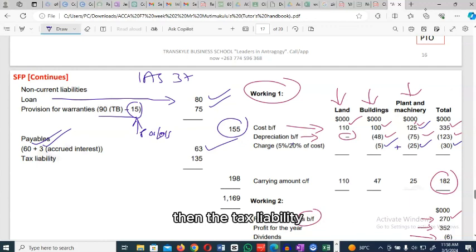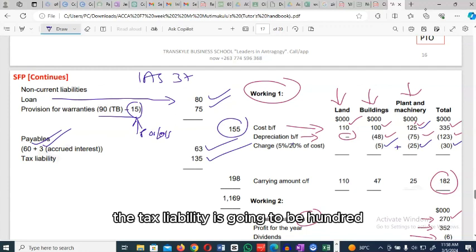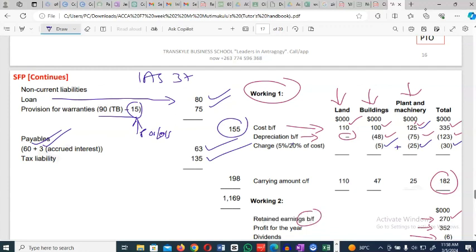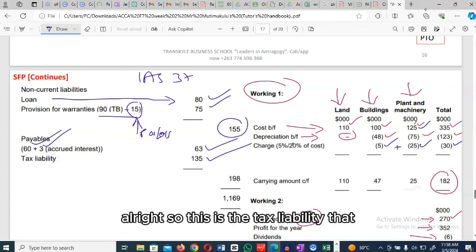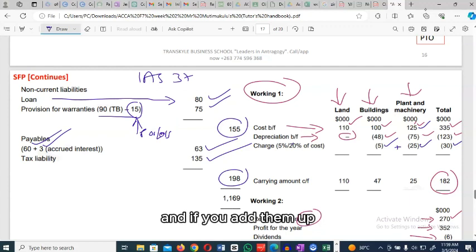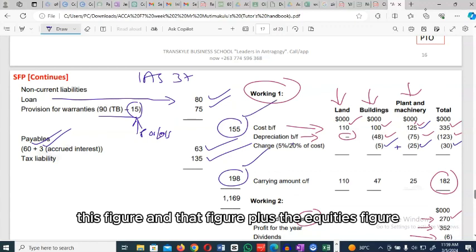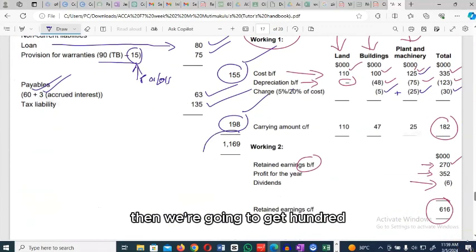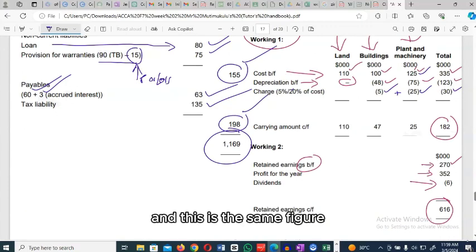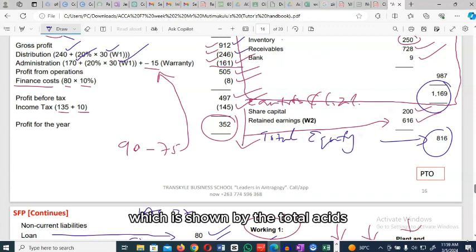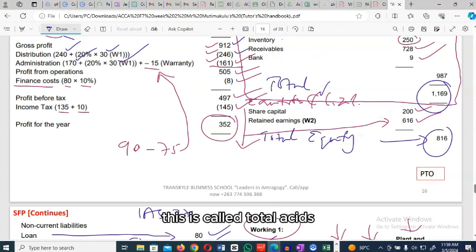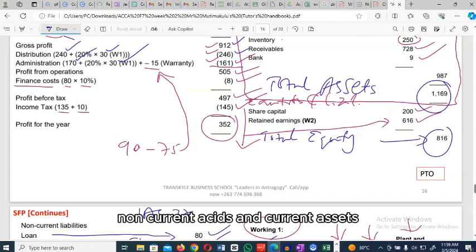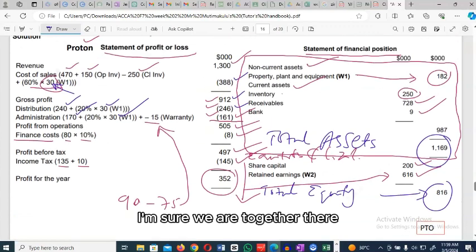Then the tax liability is going to be 135. Are we together? All right, so this is the tax liability that has to be recognized in our records. So if you add up 63 plus 135, you're going to get 198. And if you add this figure and that figure plus the equity figure of 816, then we're going to get 1,169. And this is the same figure which is shown by the total assets. Total assets include non-current assets and current assets. I'm sure we are together there.